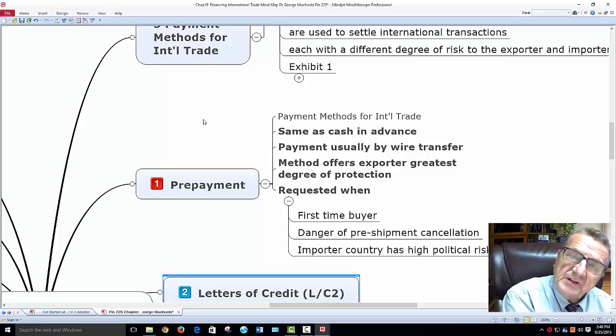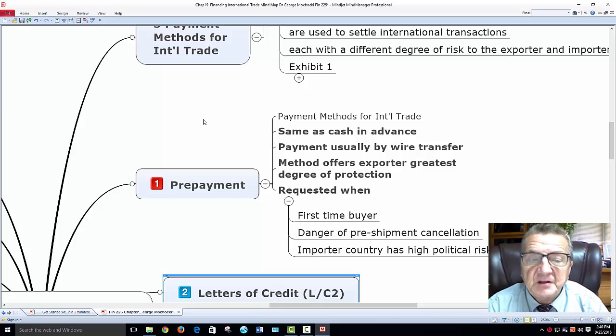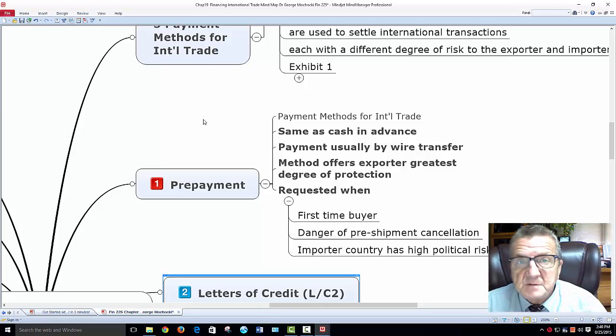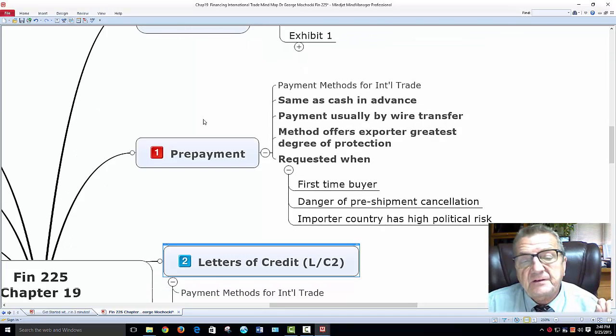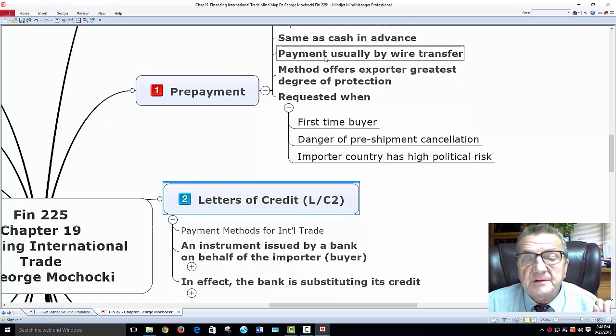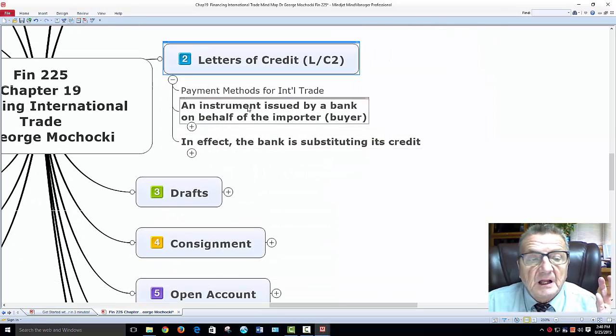Some data has to be presented this way, just like you do in the financial market. I've got different ways of getting the cash inflow, but how do I handle it? I've got different ways of paying, and which one is the best way? Remember, it's always a mixture if you're looking at finance. There's no one good way; it depends on your product, on the country, and on all the other factors that we talked about. Okay, so prepayment, same as cash. First time buyer. Okay, we're good. Letters of credit, payment methods for international credit.